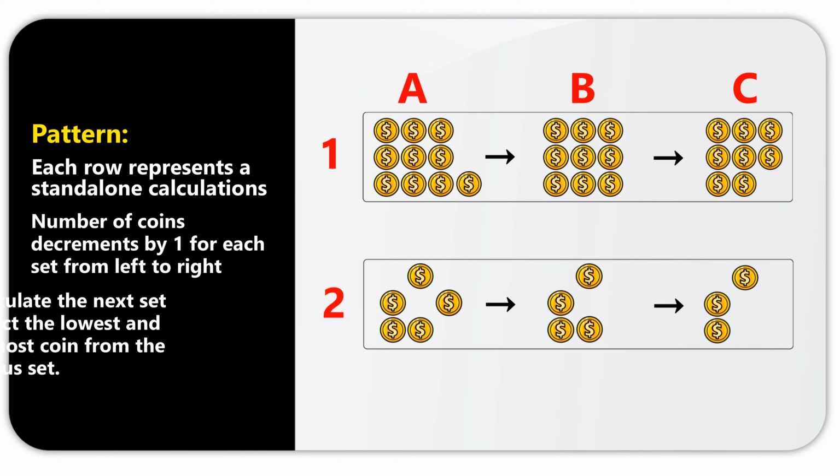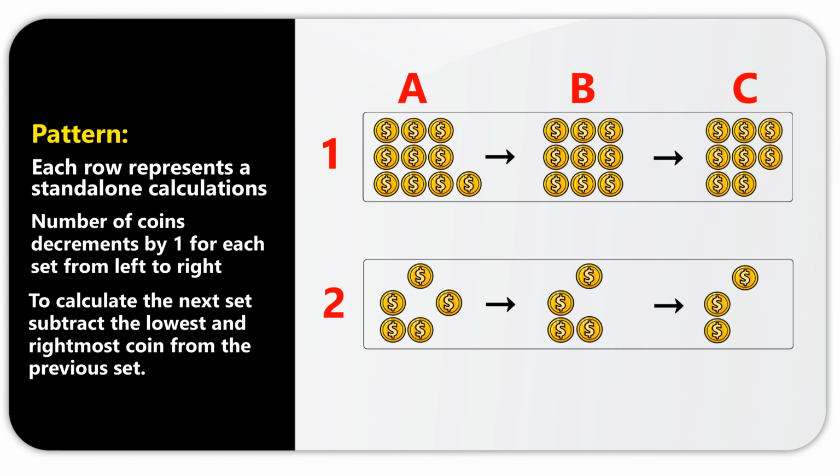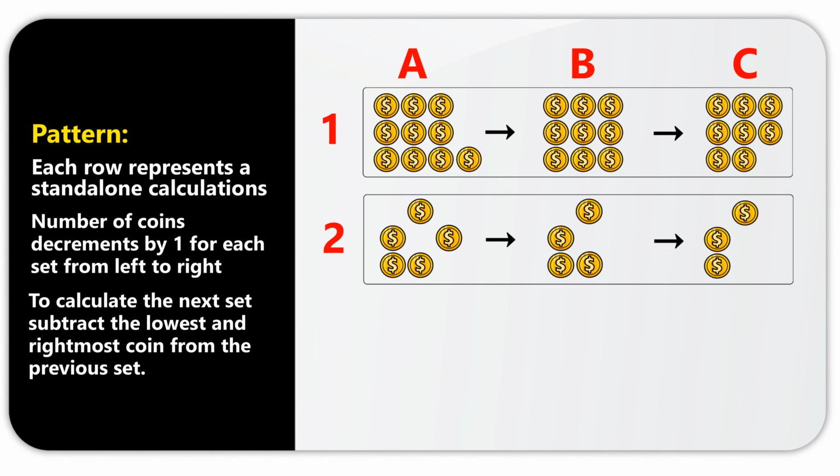To calculate next set from the previous set, we need to subtract lowest and rightmost coin from the previous set. Let's look at the example. In the set A1, the lowest and the rightmost coin is coin number 10. Then we go to set B1, and there is another coin that we're subtracting to calculate the set C1. Based on this information, let's calculate the final number.